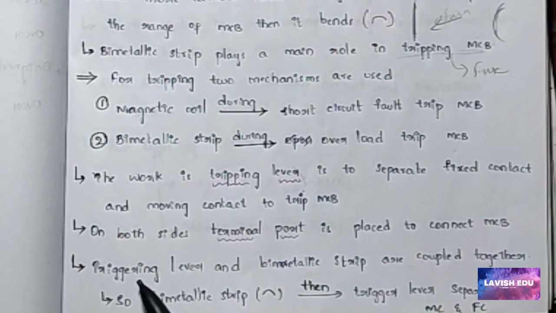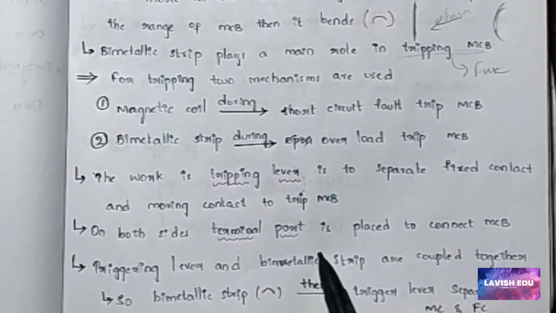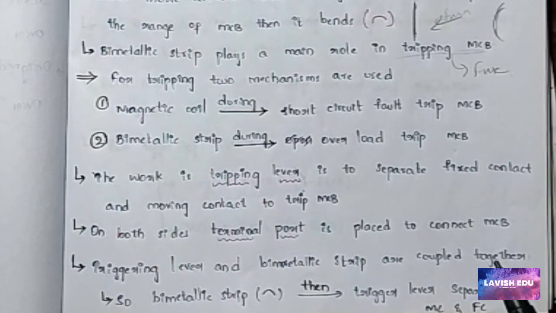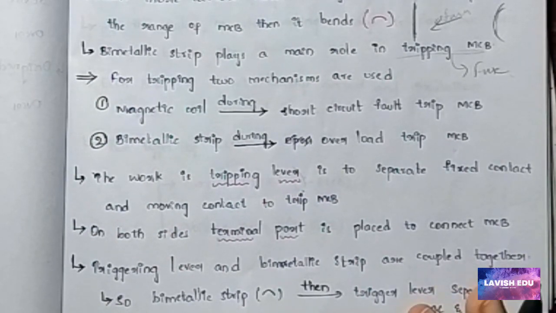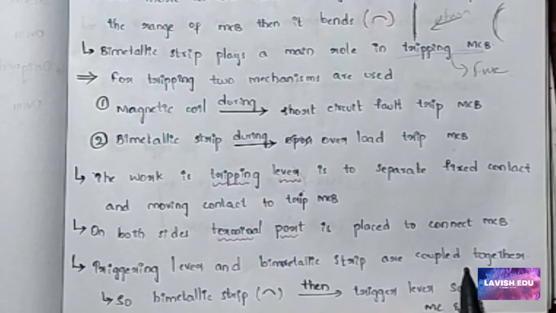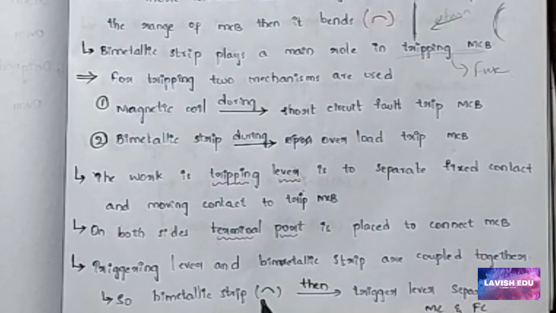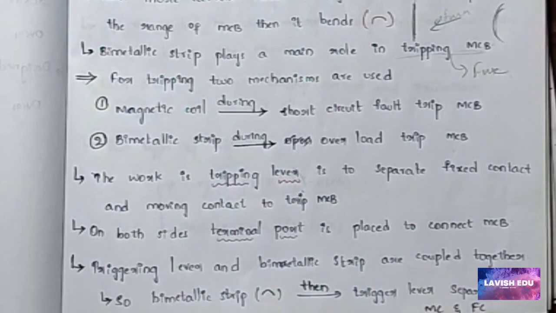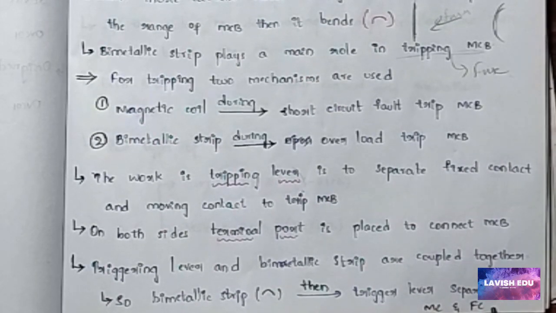Here, the next point is that on both sides, a terminal port is placed to connect the MCB. Terminal connections are given on both sides of the MCB to connect it. Next, the triggering lever and bimetallic strip are coupled together. So when the bimetallic strip bends, the trigger lever separates the moving contact and the fixed contact.